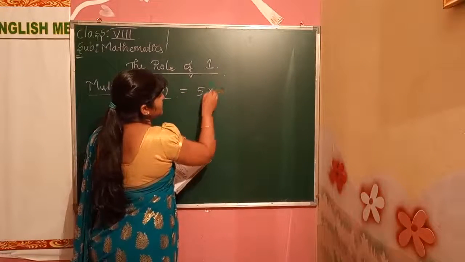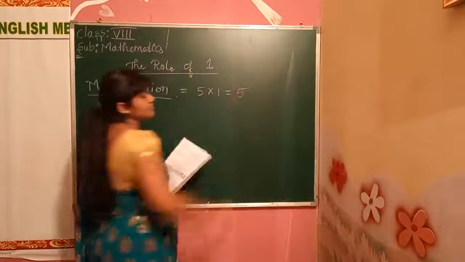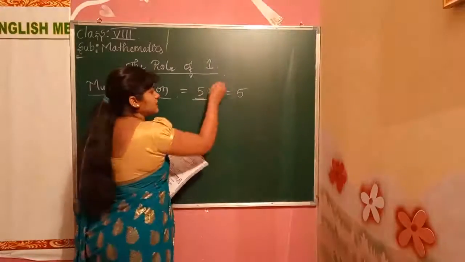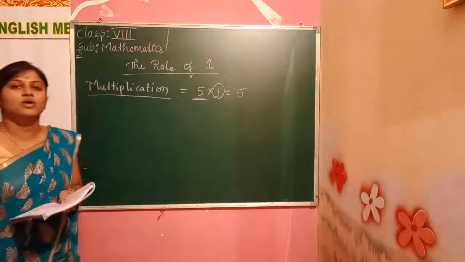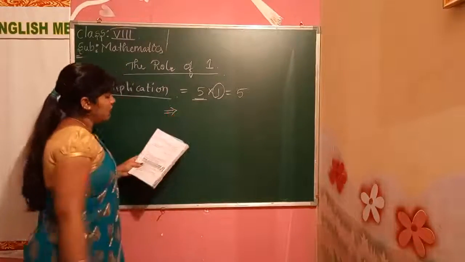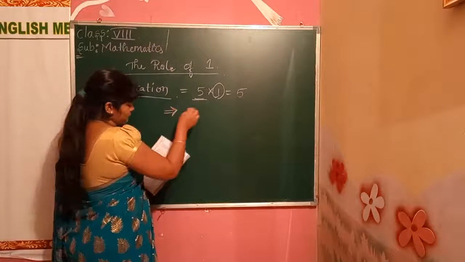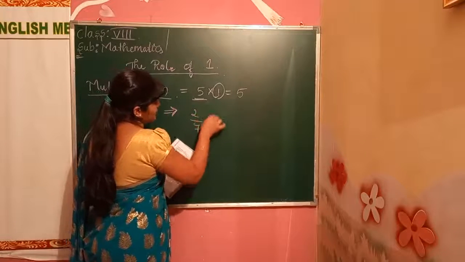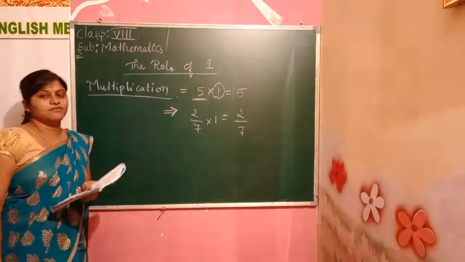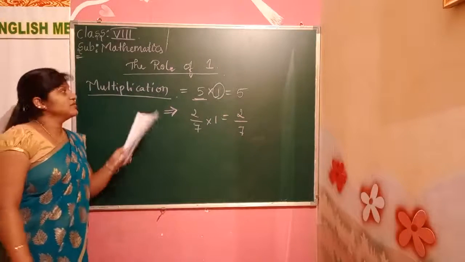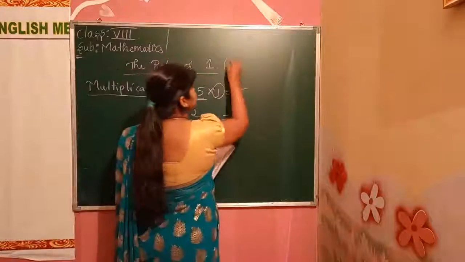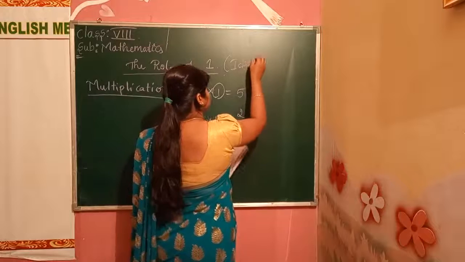5 into 1. What do we get, children? 5. Whichever number it is, when we multiply with 1, we get that number itself. In the integers it works the same way, and in rational numbers: 2 by 7 into 1. What do we get, children? That number itself. This is the property of 1. It is also called the identity property.